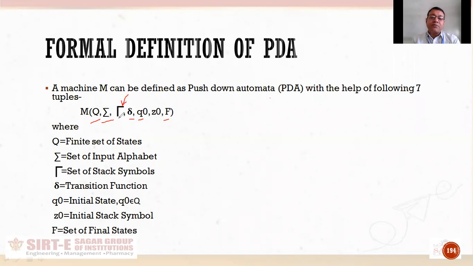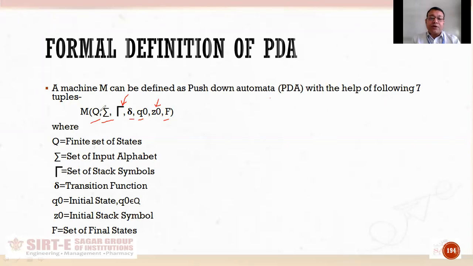We call this symbol tau, T-O-U, okay? And this is Z naught. These are the new symbols which are being introduced here in PDA, which were not present in finite state machine. So what are these tuples? Let us take a look one by one.